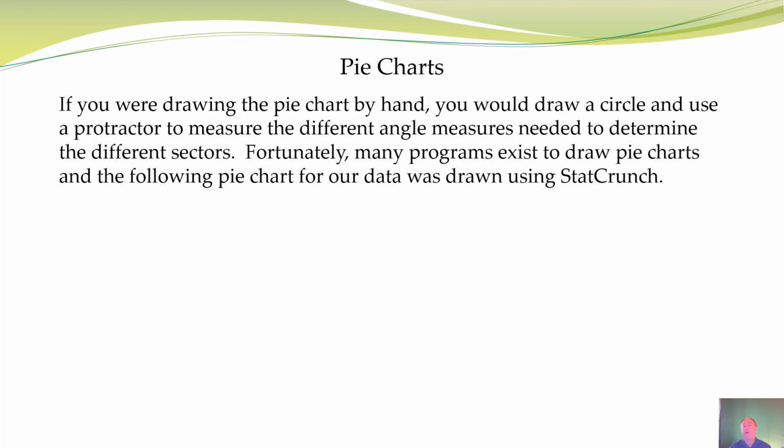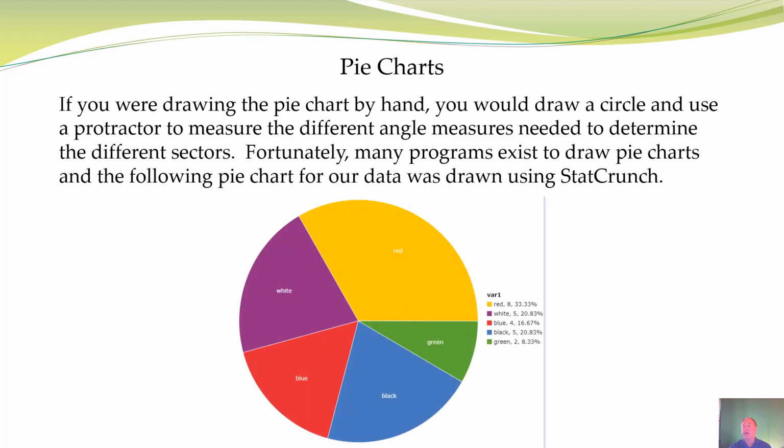If you were drawing the pie chart by hand, you would draw a circle and use a protractor to measure the different angle measures needed to determine the different sectors. And then you would color the different sectors in and label them. Fortunately, many programs exist to draw pie charts, and the following pie chart for our data was drawn using StatCrunch. So here would be the pie chart for our data.